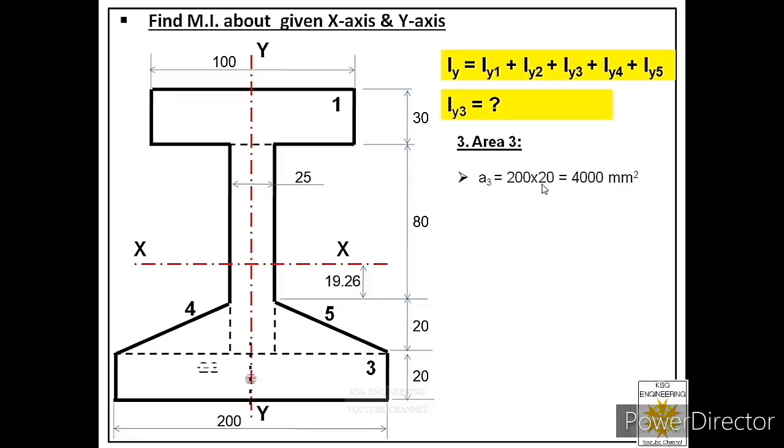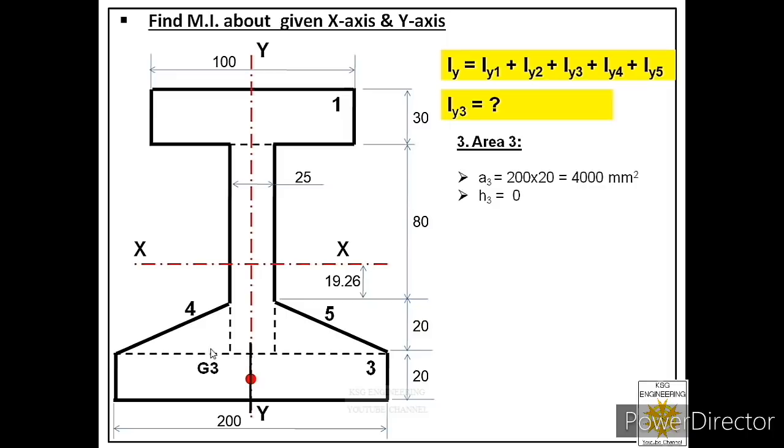So what is the next step? Locate the centroid. Where will the centroid lie? It will lie at 200 by 2 and 20 by 2. This we know. But what is the change? Now from that centroid, we will draw a vertical centroidal axis because we have to keep it parallel to the main axis. And then we will find that both the axes are at the same place. So H3 will be equal to 0.